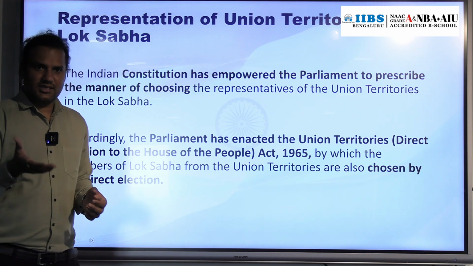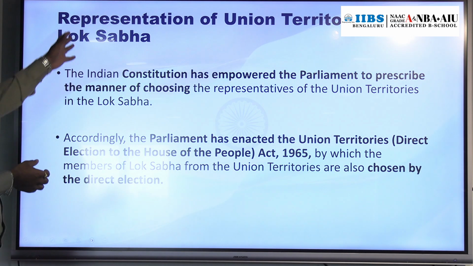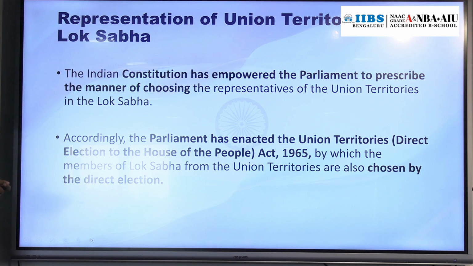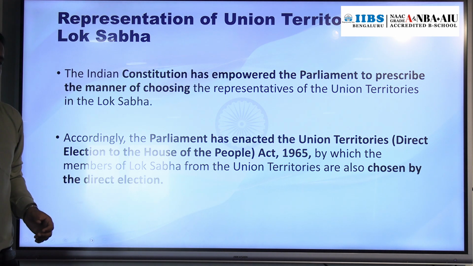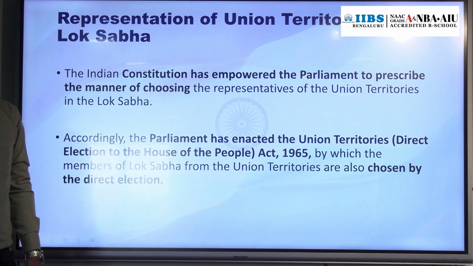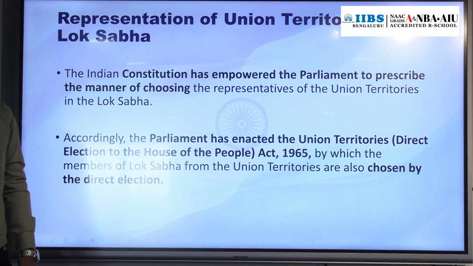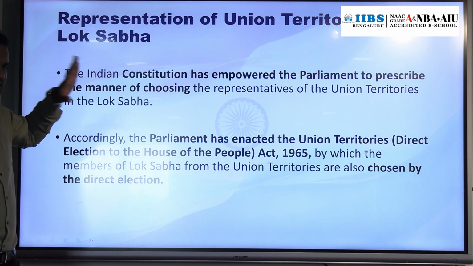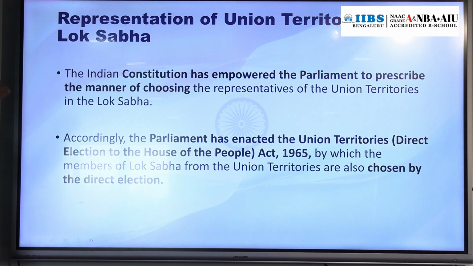We discussed representation of states in the Lok Sabha. Now we will discuss representation of Union Territories in the Lok Sabha. Regarding Union Territories, there is nothing mentioned in the Constitution. It is not prescribed whether it should be a direct or indirect election, who will vote and who will not. The Constitution has given the power to Parliament to prescribe the manner of electing the representatives of the UTs.